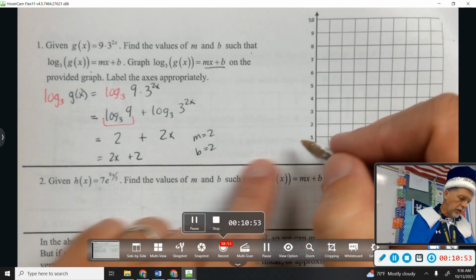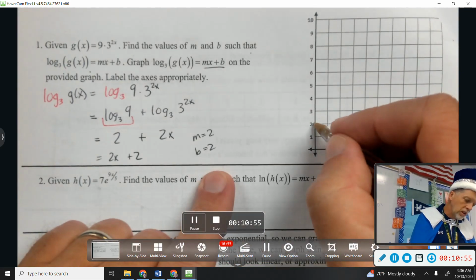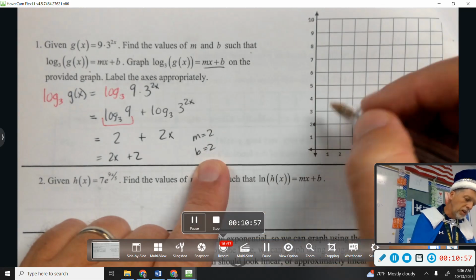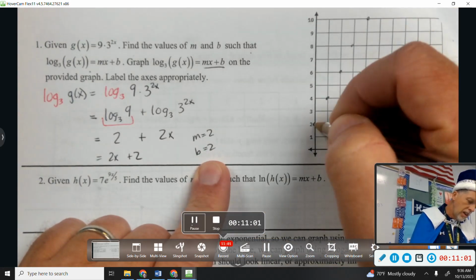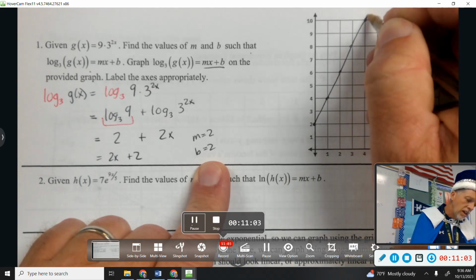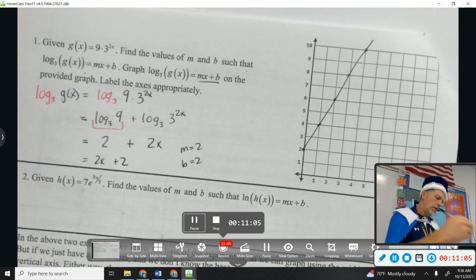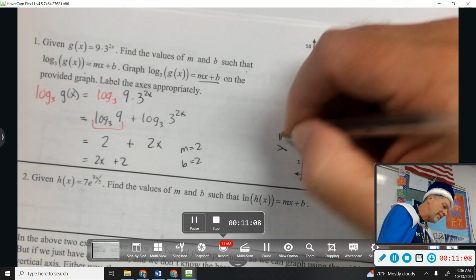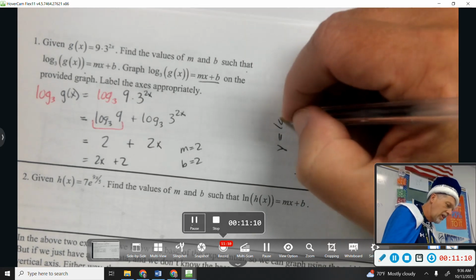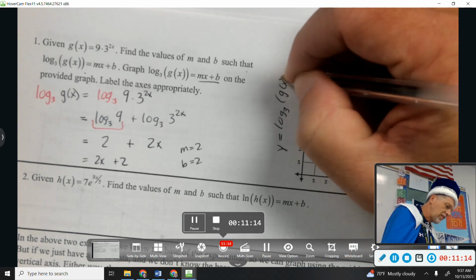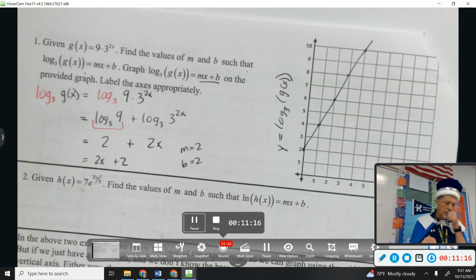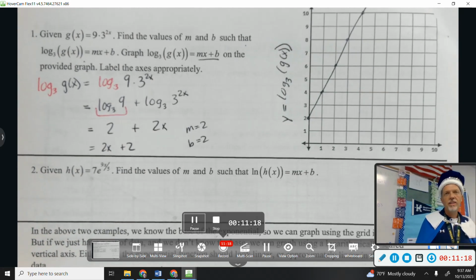So we began at 2, and our slope is up 2 over 1. And so there's our graph, but we should probably label our y-axis because it's not just y, it's log base 3 of g of x that we're graphing. So it appears linear because we took the log of both sides.